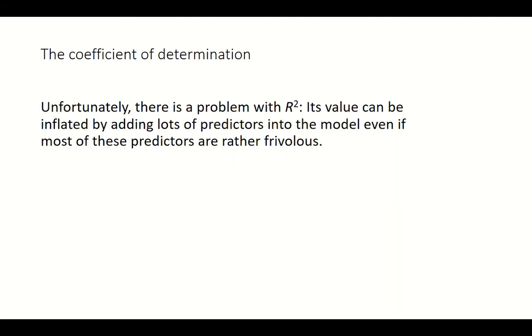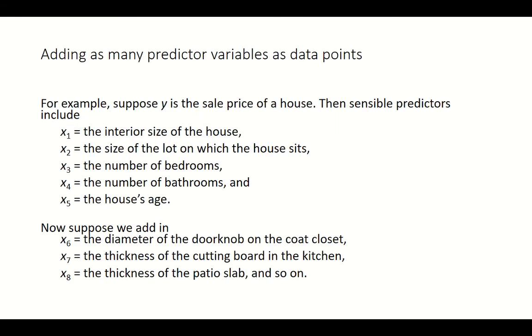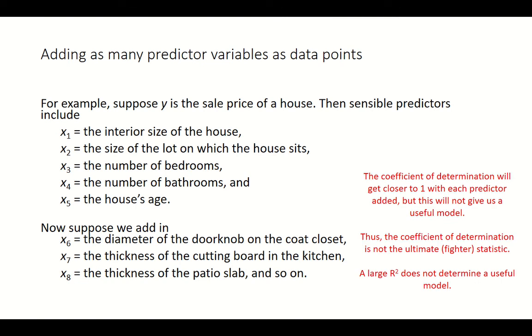Now, unfortunately, there is a problem with r squared. Its value can be inflated by a lot of predictors, and most of those predictors are rather frivolous, so our model is not going to be as useful. So for example, suppose we're trying to estimate the sale price of a house. We could add in things like x6, x7, and x8, the thickness of the potato slab, the thickness of the cutting board in the kitchen, the doorknob on the coat closet, things that really are not going to have some value, but our r squared is going to get larger and larger.